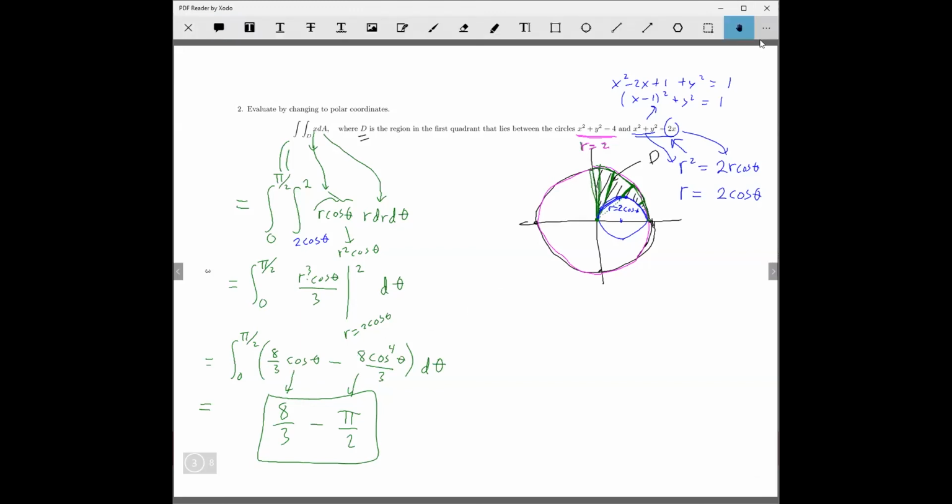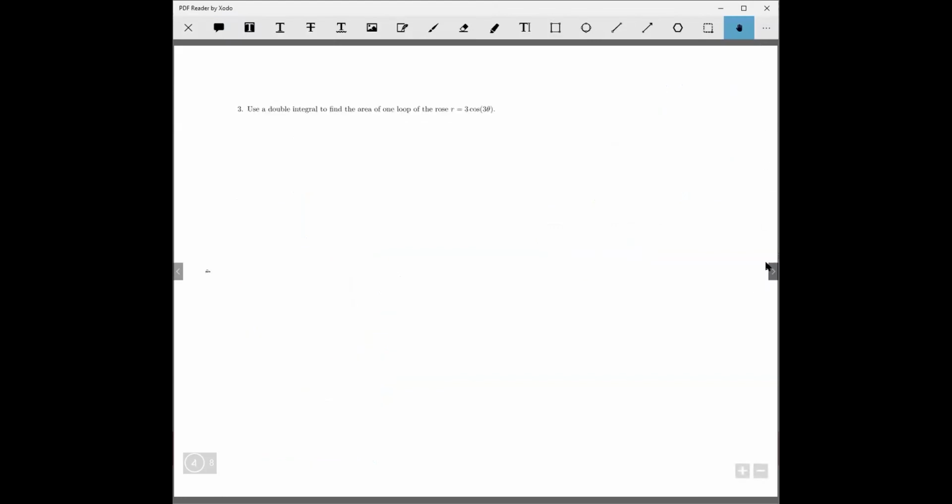Okay, great. So that's number 2. So number 3, use a double integral to find the area of one loop of the rose. Whoa, roses. Wow. One loop of a rose. Okay, so r equals 3 cosine 3 theta. So essentially, you know that cosine of 0 is 1, right? And then cosine of pi over 2 is 0.